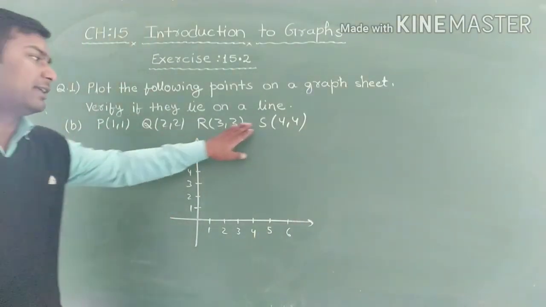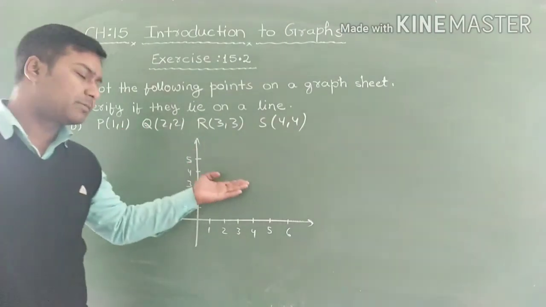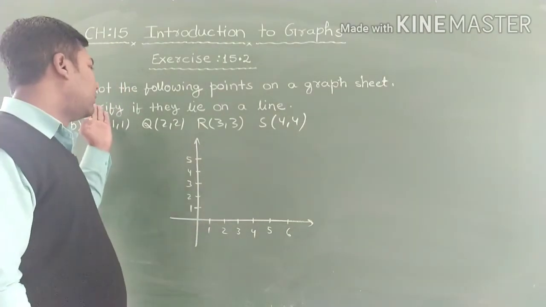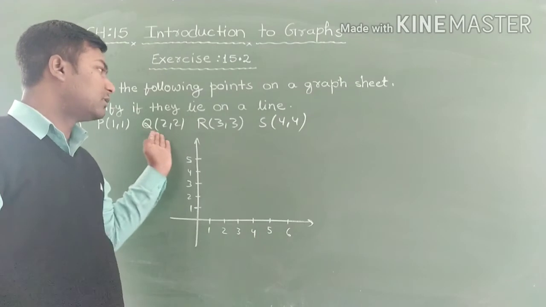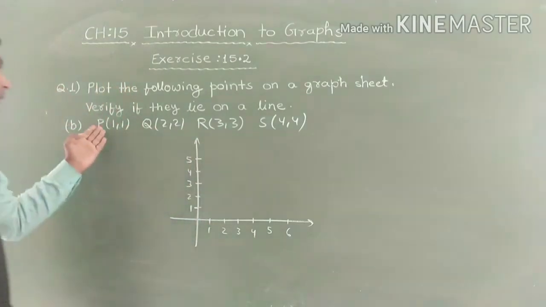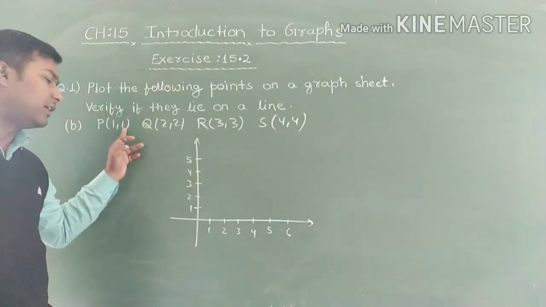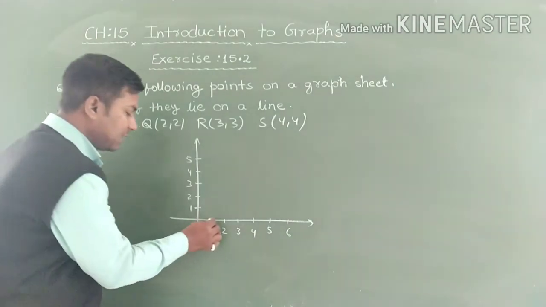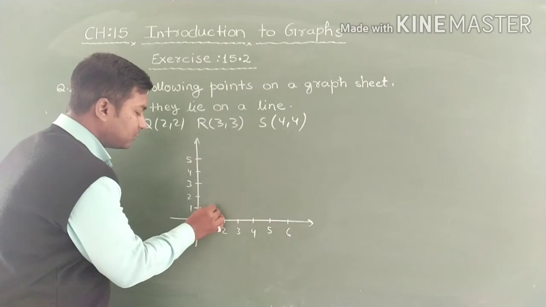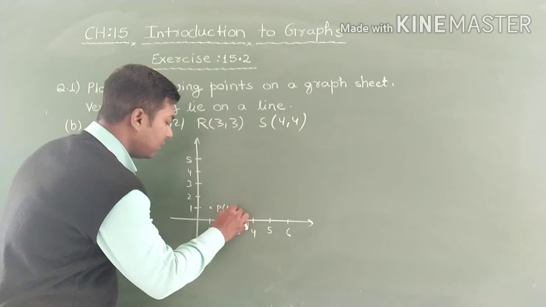P, Q, R, S. There are 4 points given, and we have to draw these points on this graph sheet, and we have to state and verify whether these points lie on the same line or not. Okay. So first of all, point P is given 1, 1. That means the x coordinate is 1 and the y coordinate is also 1. So this one is the x coordinate and this one is the y coordinate. So x 1 and 1. So this point is denoted as point P, that is 1, 1.